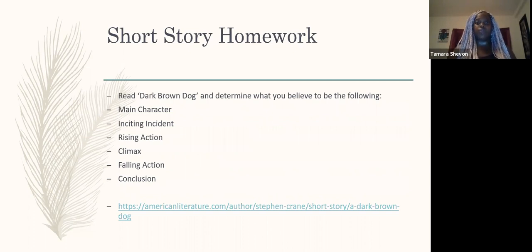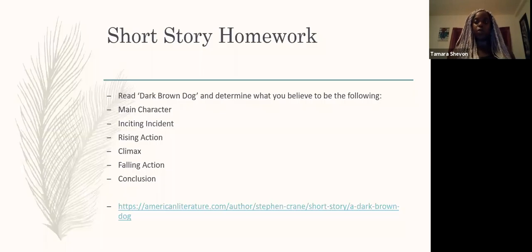Okay, so what you're going to do for your homework is that you're going to read Dark Brown Dog. It's a book that's here. And there's also a book called, short stories, so they're not books, Dark Brown Dog. And you're going to determine who you think the main character is, the inciting incident, the rising action, the climax, let's do that again. So you're going to read Dark Brown Dog, you're going to find out who the main character is, what the inciting incident is, what is the rising action, what is the climax, what is the falling action, and what is the conclusion.